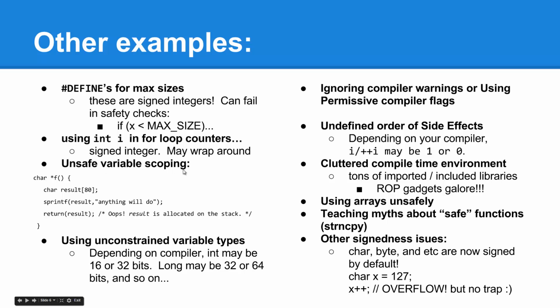Another common practice I've seen in textbooks is examples with unsafe variable scoping. They'll declare a local variable and then return the same thing. It gets essentially freed on the stack. The pointer to it that gets returned can still be used, but that memory space is not protected, and any subsequent function call can trash that stack frame.